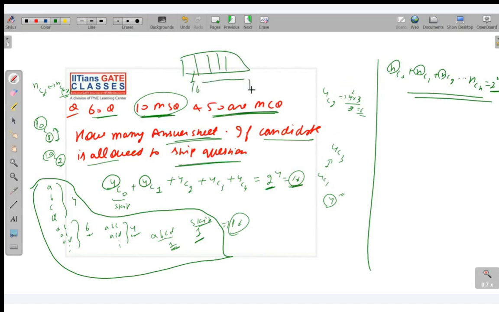So 16 power 10 will come from here. Now 50 MCQs are there, and everywhere 5 choices will be there because we can skip also. So 5 power 50 will be there. So 5 power 50 for MCQ, 16 power 10 for MSQ. So answer sheet, see, you have just attempted all MCQ. Work is over? No. You have to attempt MSQ also. So I will do multiplication. So final answer will be 5 power 50 into 16 power 10.